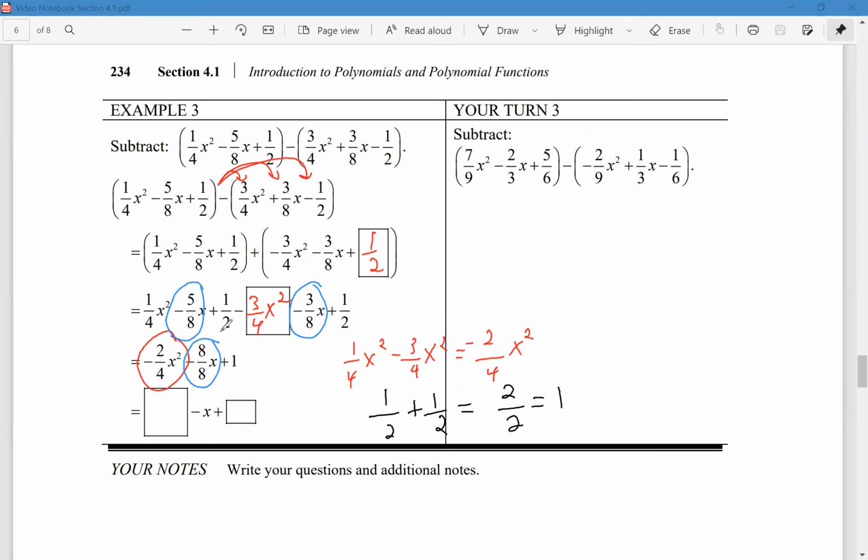And the other fractions can be reduced as well. So negative 2/4 reduces to negative 1/2. So our final answer is negative 1/2 x squared. And then minus 8/8 x, that becomes minus 1x. And then the last term is plus 1.